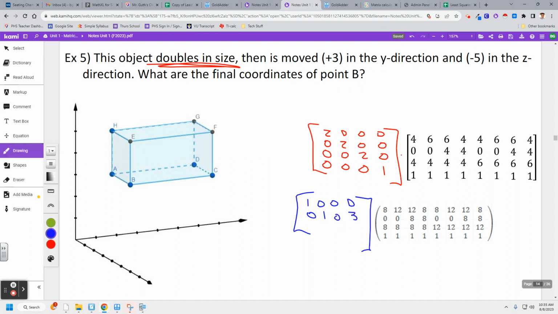+3 in the y direction, -5 in the z direction. Wait. I messed that up, didn't I? Look like that. Okay. So I've got to multiply this times the answer that I just got.